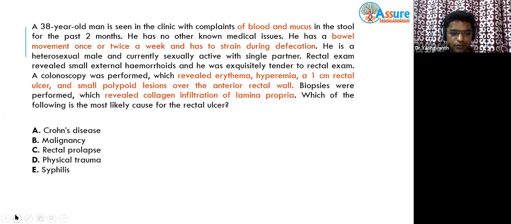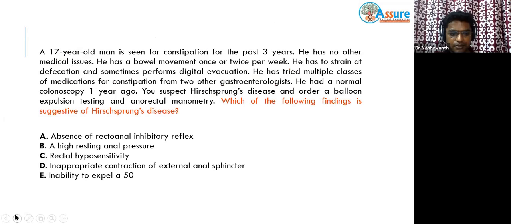So the answer here, which has caused that, is rectal prolapse. What you said is right, it is marked wrong. So the question is, what is marked in red? What is your answer, which I didn't cover, so that it will come in the MCQ? The absence of rectoanal inhibitory reflex.